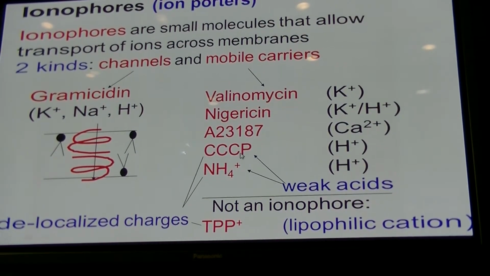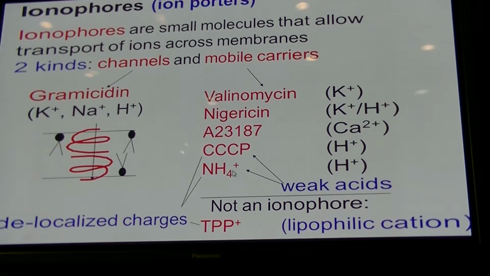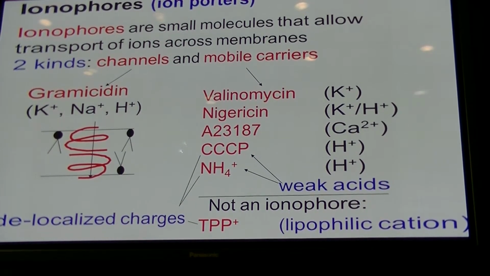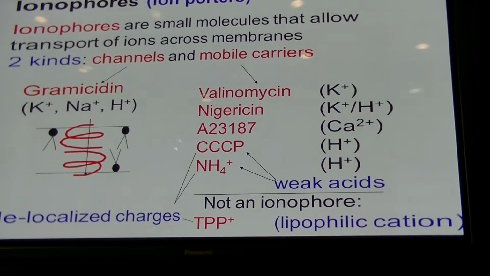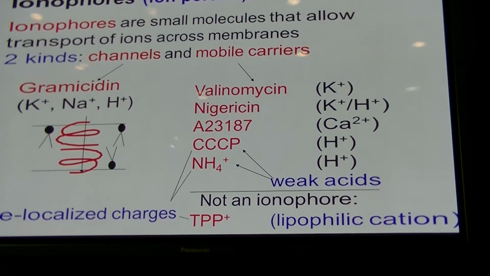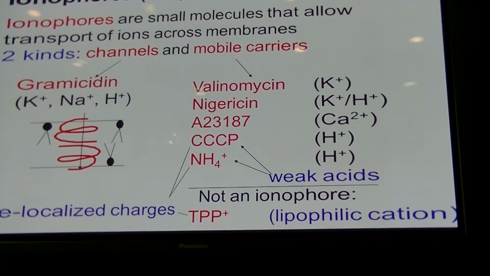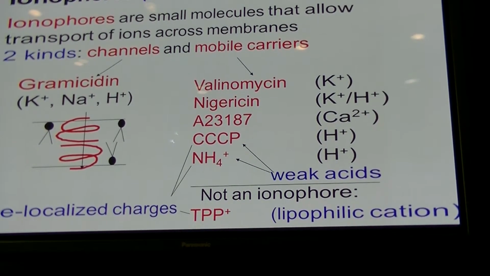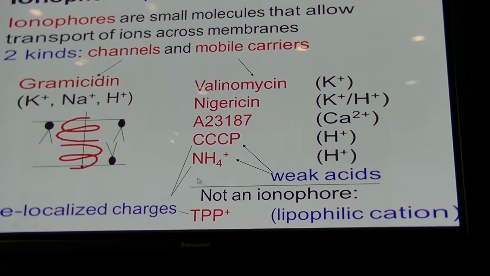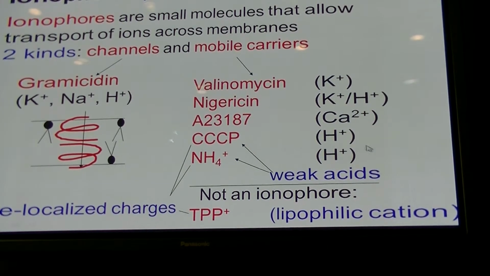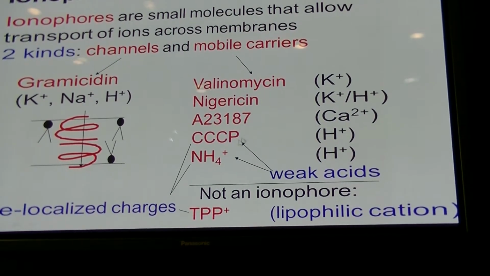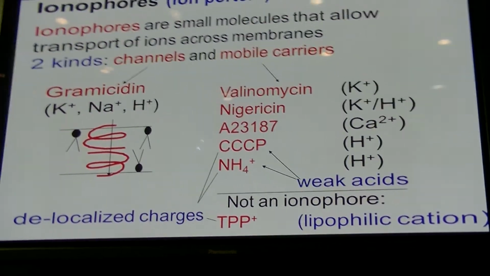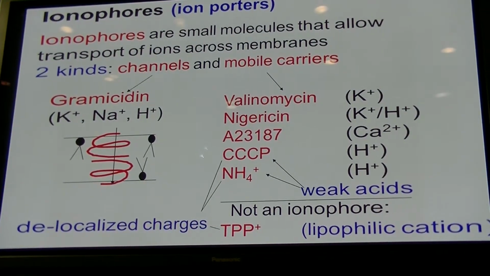And here's CCCP. This is a weak acid. Similar, ammonia is a weak acid. And weak acids are substances that can be found dissociated or not, so they either bind the proton or not. But they're not only weak acids, they also delocalize the charge in the charged form, and therefore they are membrane permeable, both charged and uncharged.